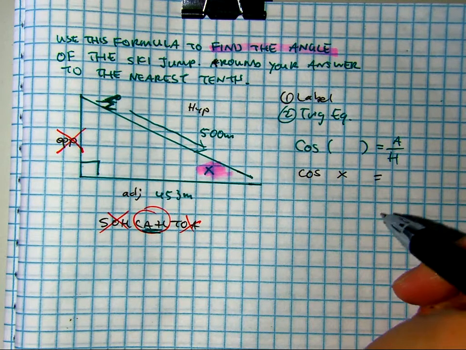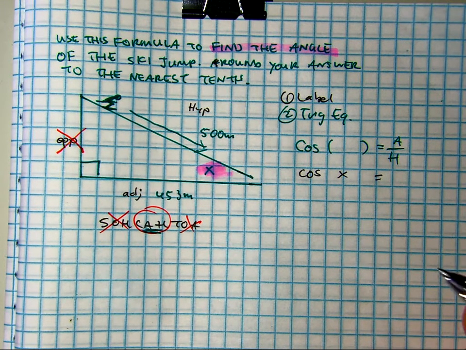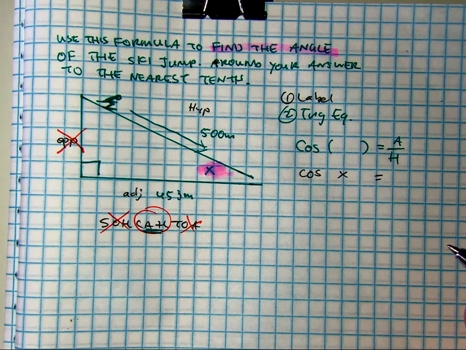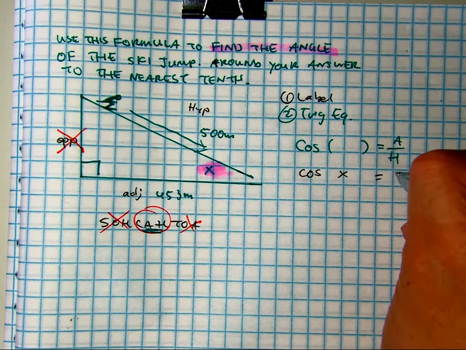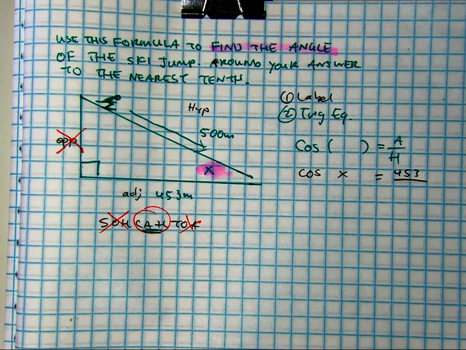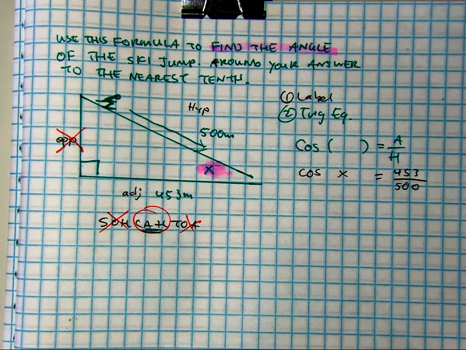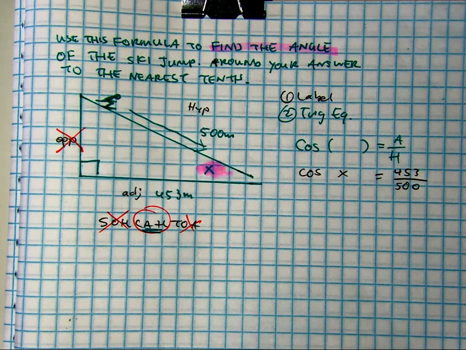Equals. What's your adjacent side? 453. And the hypotenuse? 500. Partner B, tell partner A, what do we do next? Crystal, what do we do next?